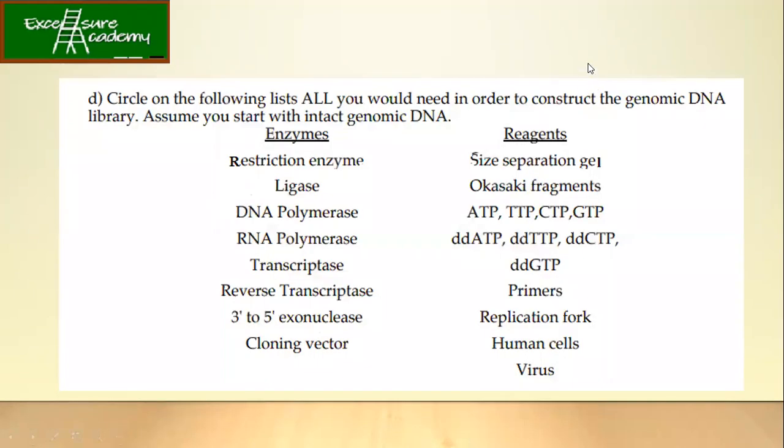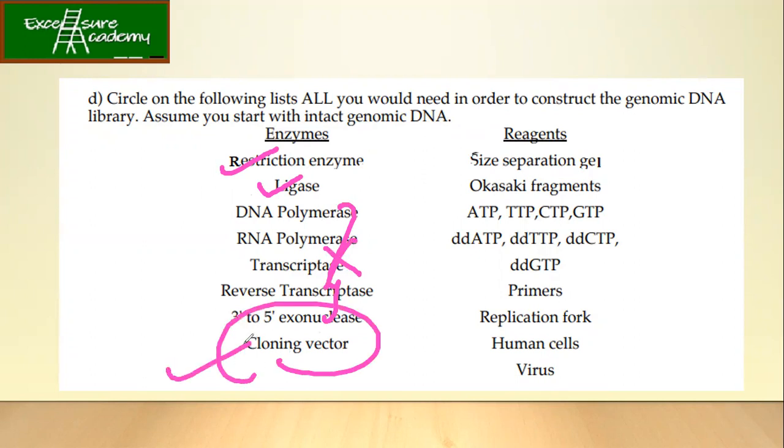So the last question. Circle on the following list all you would need in order to construct the genomic DNA library. So what all is required? This is again very simple, if you remember what is required for your genomic library construction. So of course, among the enzymes, I need restriction enzymes to digest the DNA. Ligase is also required, right? And then what else is required? DNA polymerase and RNA polymerase are not required because I'm not going to do any gene function or gene expression study. So all these enzymes are not required. And of course, I need a cloning vector.